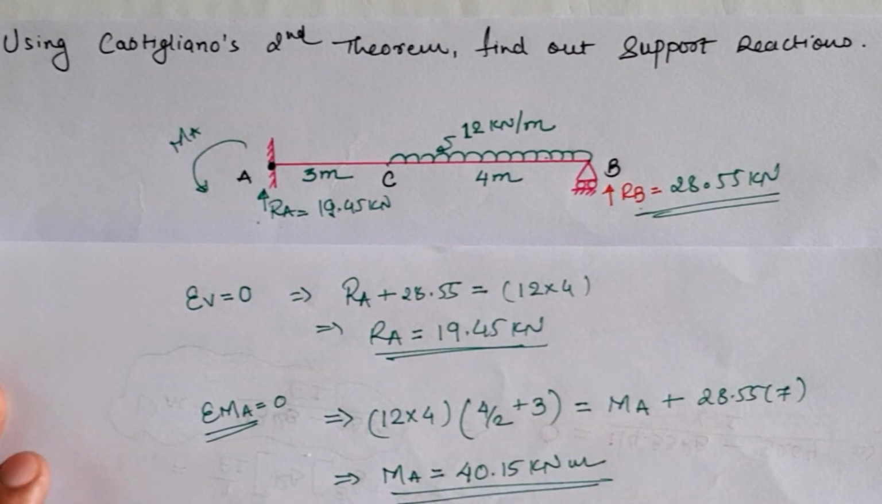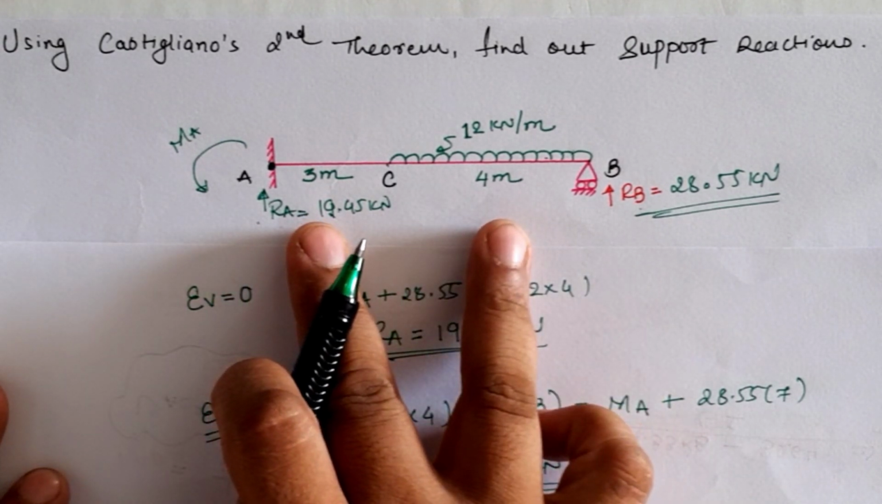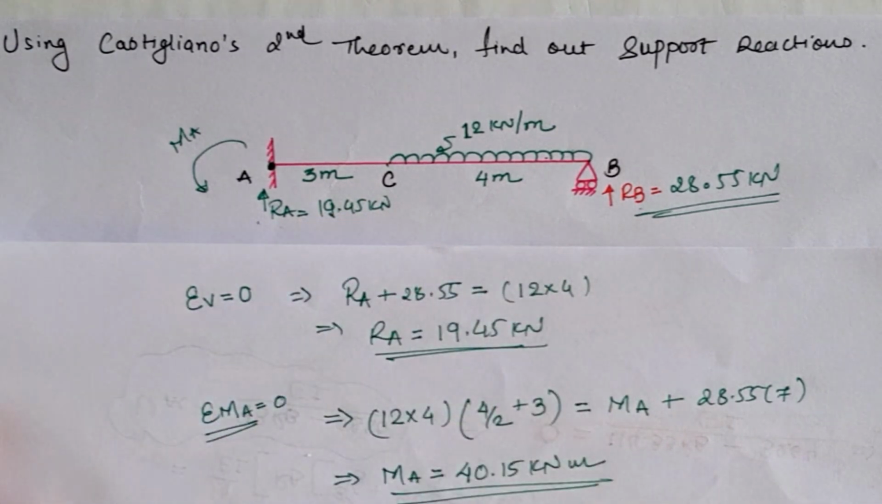So using Castigliano's theorem, we can find out any redundant reaction as an assumed reaction, and after that using equilibrium condition we can find out the wall reaction of the given propped cantilever beam, which is an indeterminate structure.